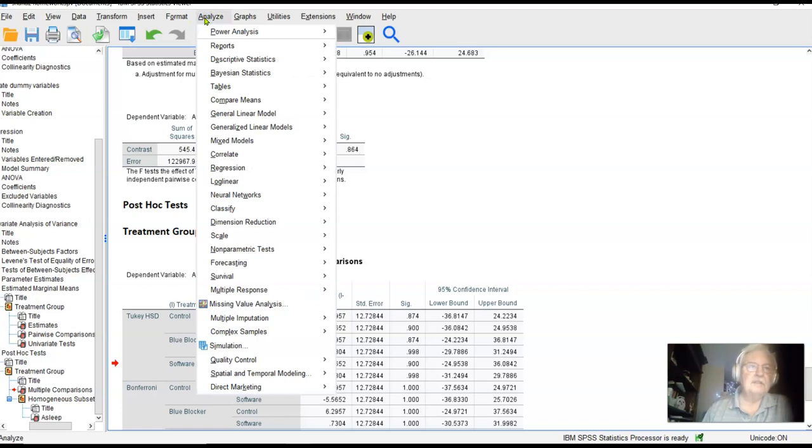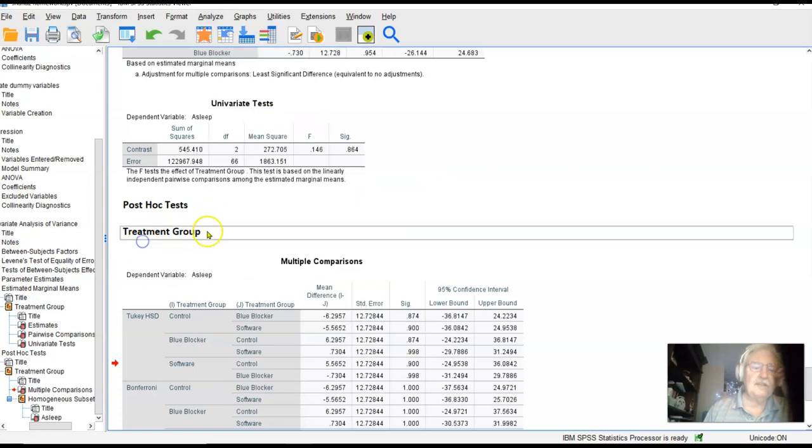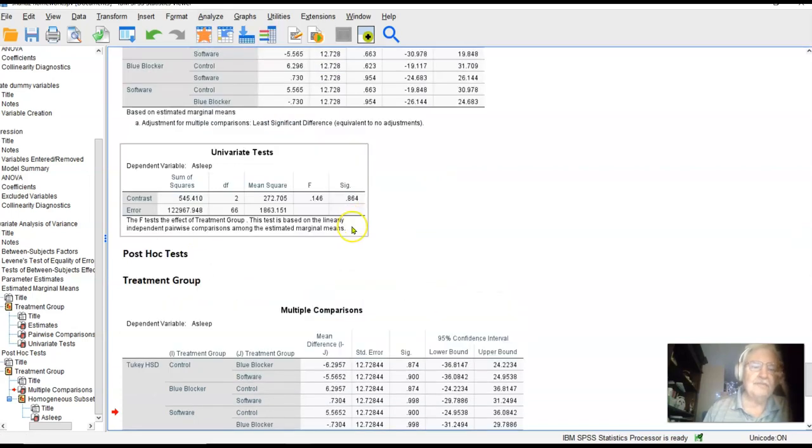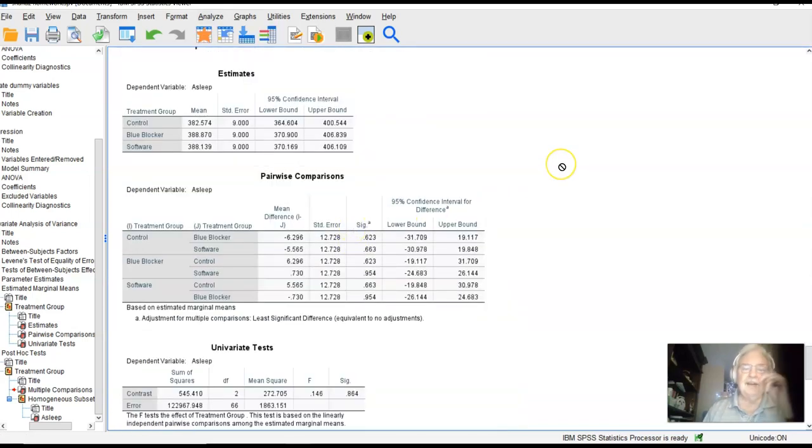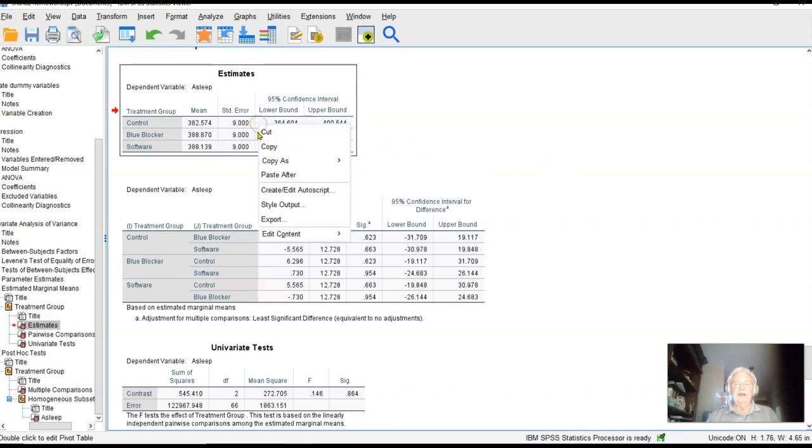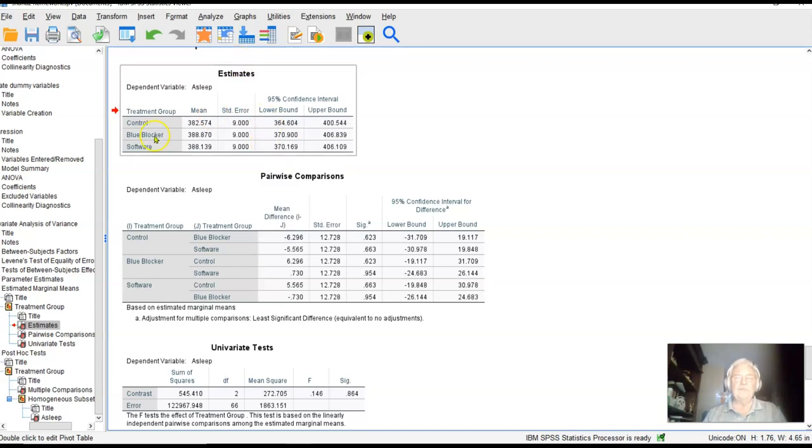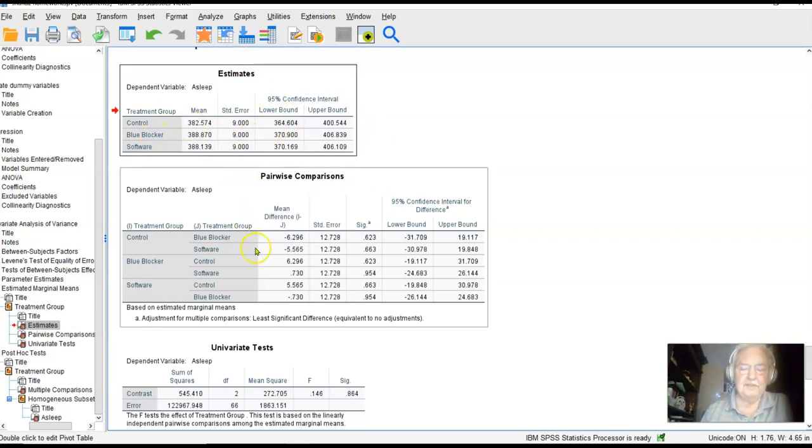Next, let's look at creating 84% confidence intervals. Now, there's no way to plot this in SPSS, so we have to go outside of SPSS into Excel. So we're going to copy the estimates because it has the means.